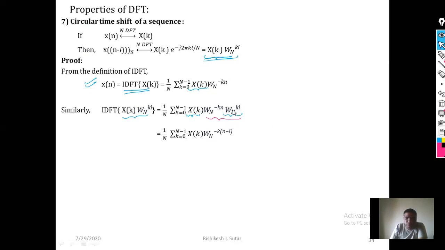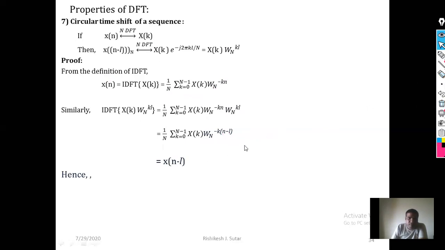So if I club these two terms, then the minus k I can take it outside. So what remains inside is n minus l. Okay. So if it is n minus l, you can observe here, this is my basic equation. So it is x of n because here this is n. If I compare this complete expression with this, everything is same except this n minus l. So ultimately I can write x of n minus l. Okay, you can see here.